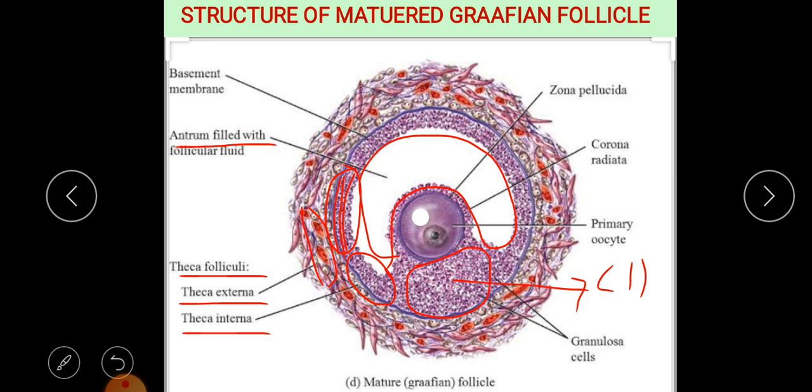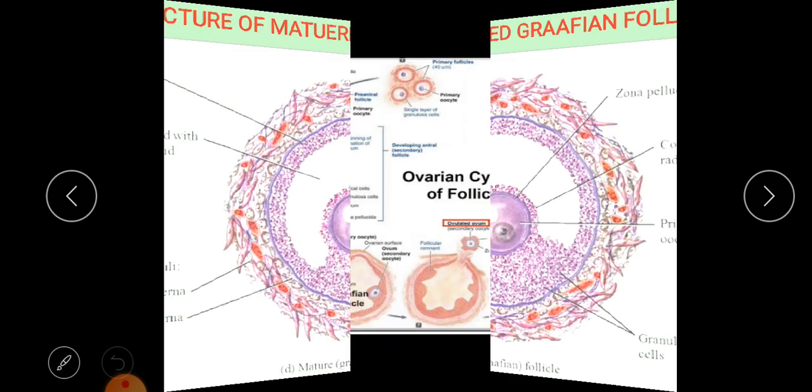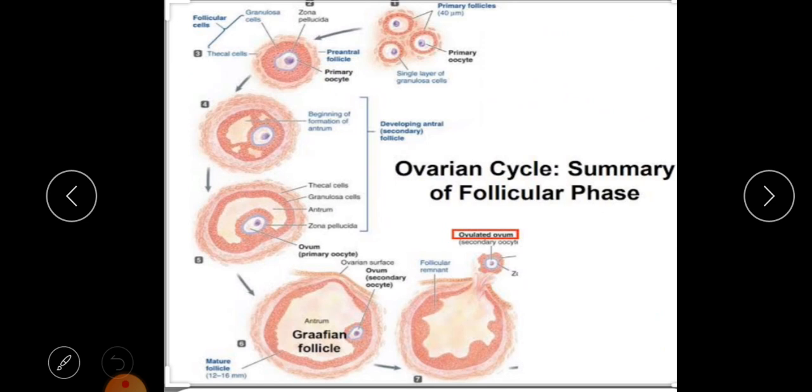Okay, so when this matured Graafian follicle is formed, soon after it is going to rupture and release the ovum, where ovulation takes place. That concept we'll study in the next slide. Okay, let us take one summary of the follicular phase, that is the ovarian cycle.